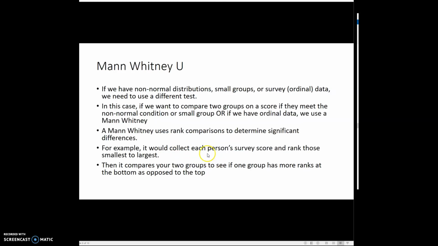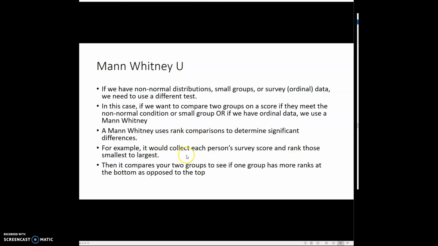A Mann-Whitney U. Again, if we have non-normal distributions, small groups, or survey data, and this is the most common time I see this being misused, we need to use a different test. In this case, we want to compare two groups on a score if they meet the non-normal condition, or small group, or if we have ordinal data. And what a Mann-Whitney does is it uses rank comparisons to determine significant differences between the two groups.